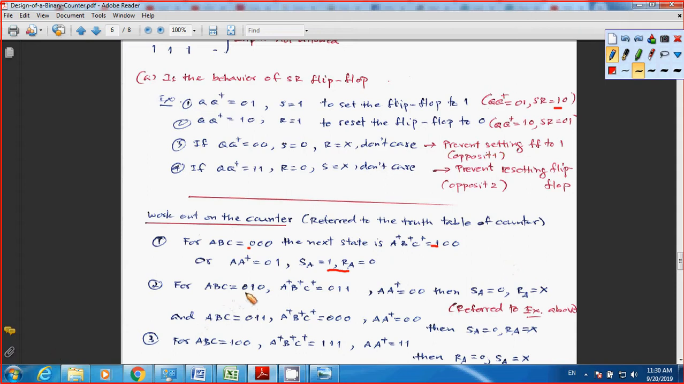For ABC equal to 0, 1, 0, the next state is what? 0, 1, 1. So your A A plus is 0 and 0. Then you pick up this one: SR equal to 0 and don't care state. Alright? So that's very clear.